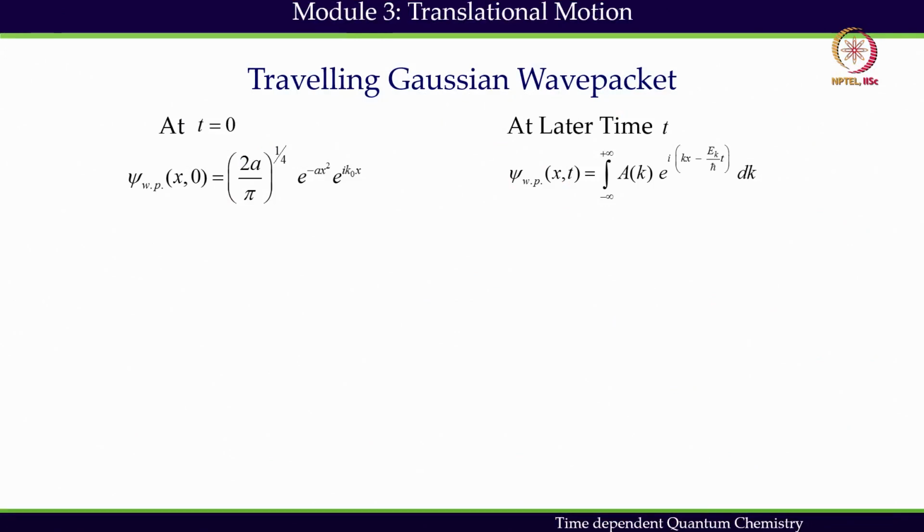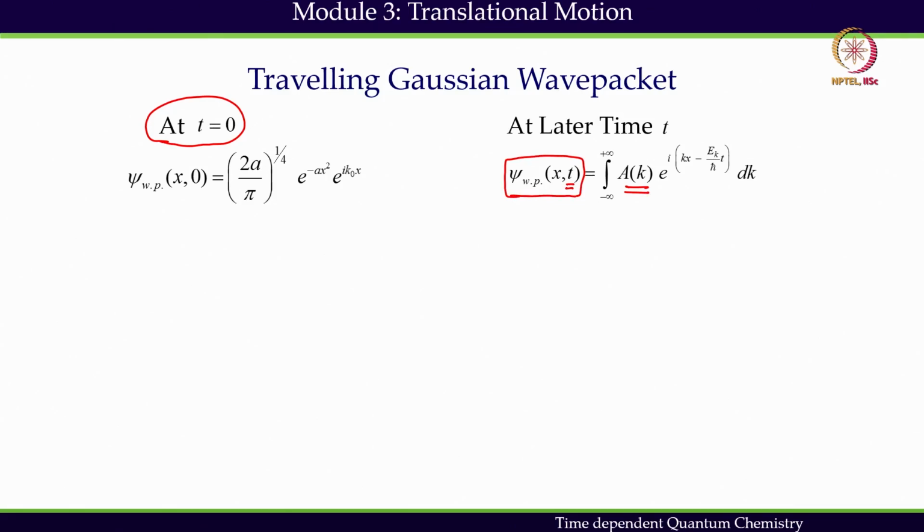As I mentioned before, in this analytical approach I need the initial Gaussian wave function at t equals 0, because from that I can find out ak, and then I can insert that ak function and get the wave packet, how it looks at different times. This time dependent wave packet I can find out.